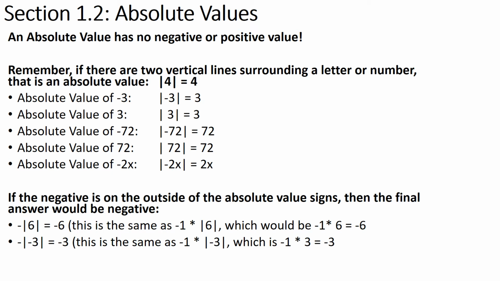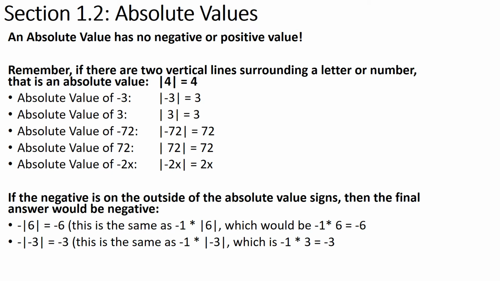I want to be careful. If we have a negative outside the absolute values, the final answer would have a negative. Negative absolute value of 6 would be negative 6 because absolute value of 6 is 6, but there's a negative on the outside. That's the same as negative 1 we're multiplying it by. So that'd be negative 1 times 6, which is negative 6.